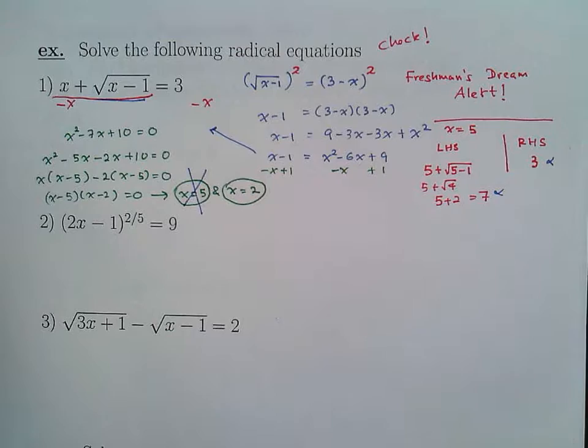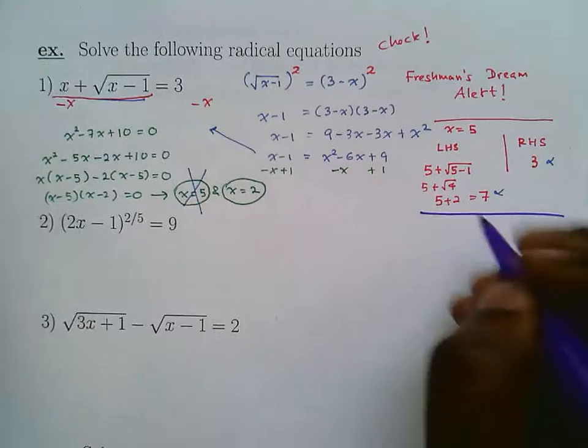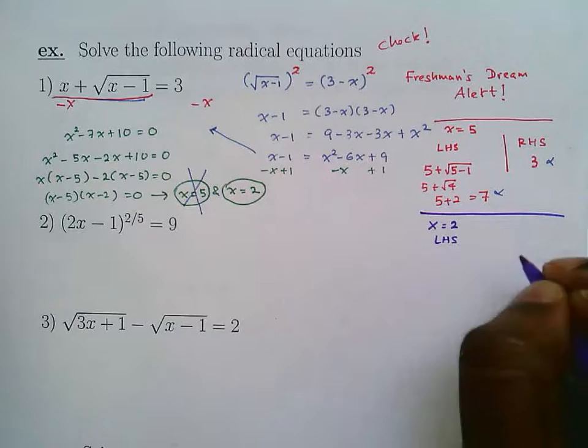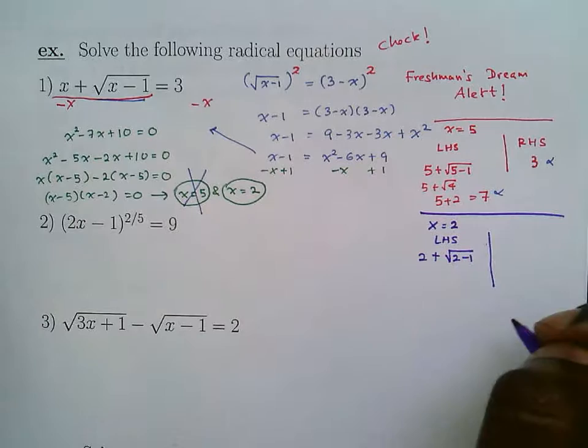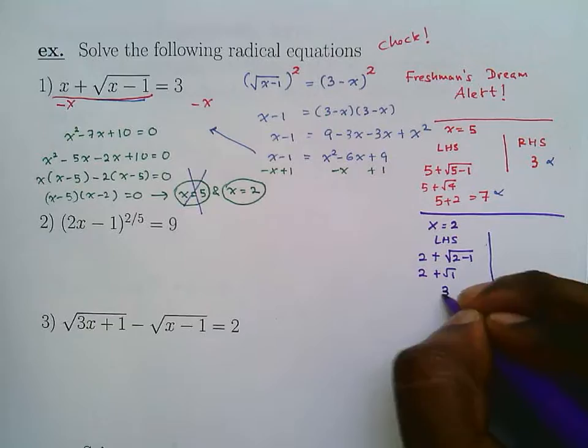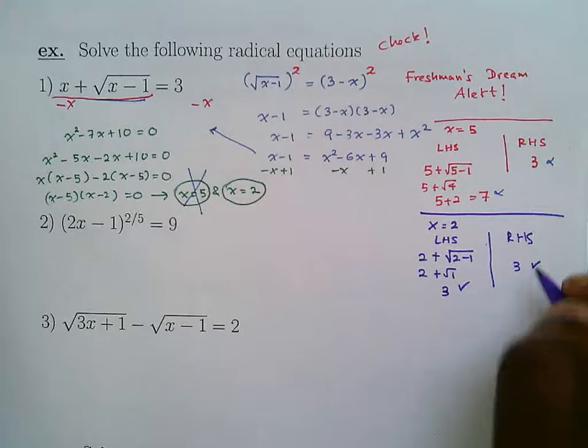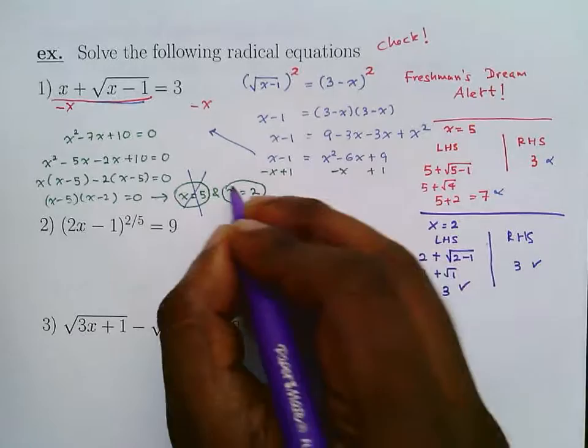And let's check x equals 2. Again, the left hand side reads as 2 plus square root of 2 minus 1. That would be 2 plus square root of 1. That is just 3. And on the right hand side, nothing to substitute. You just have 3. On both sides you get 3. So x equals 2 is the only answer.